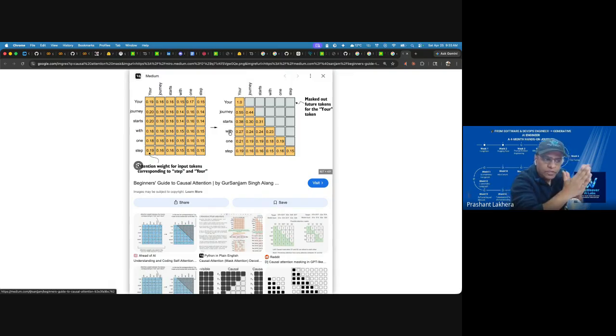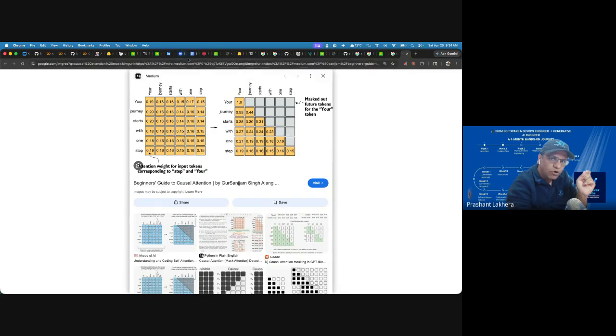So what we need to do is mask all the future tokens. And that is the idea of causal masking. If your is the input, your journey will be the output, so it will only be able to see these two words, not any of these future tokens. If you see from the diagonal itself, we created the masking. The main idea is that start can see all the previous tokens: start can see journey, your; with can see start, journey, your; but it should not be able to see any of these future tokens. That is the whole idea about causal masking.